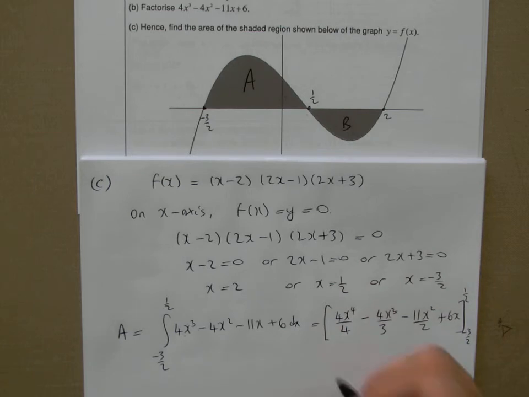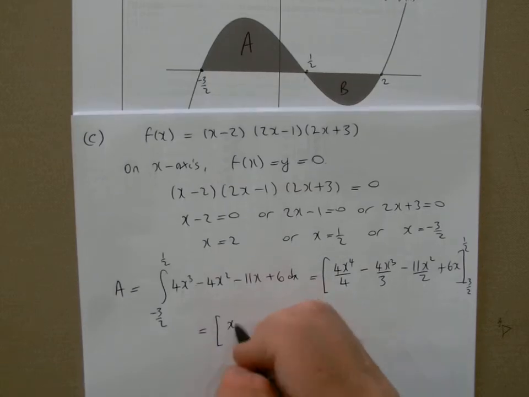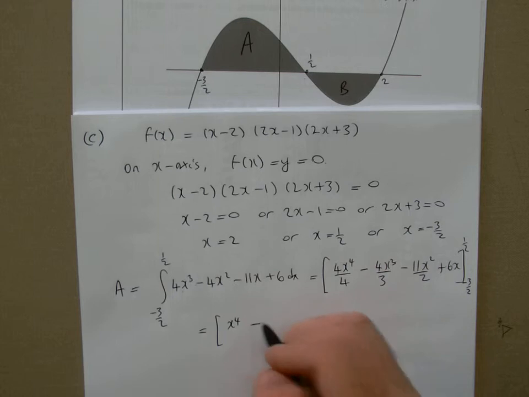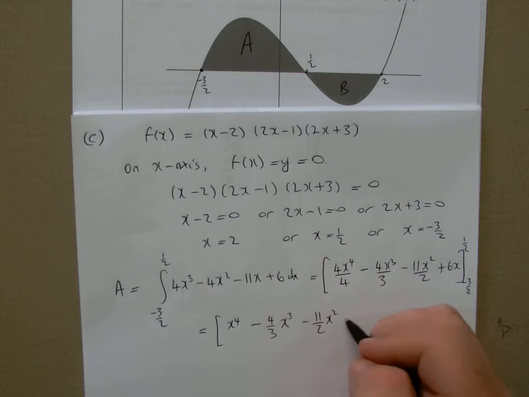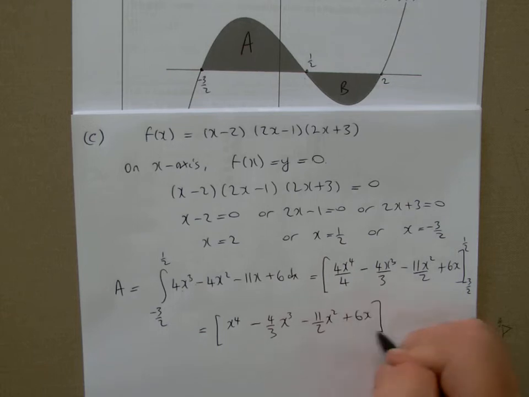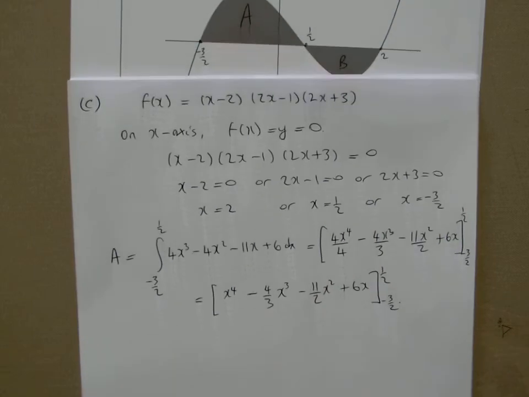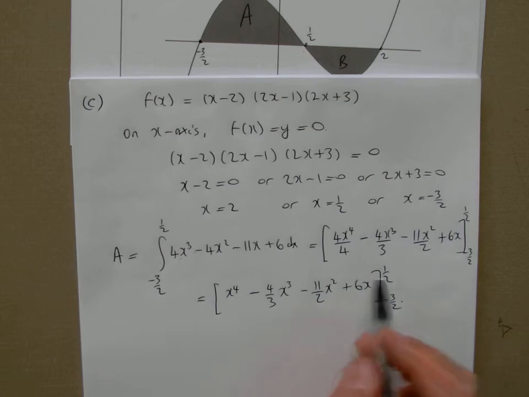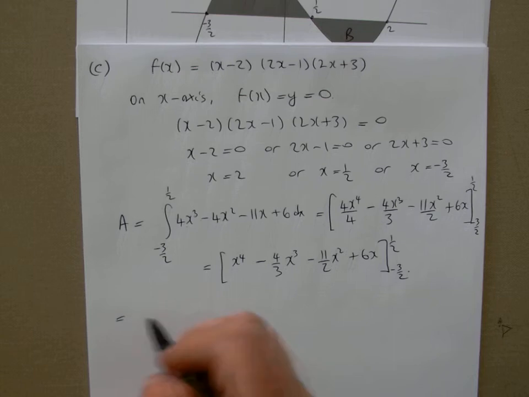Okay, so let's just simplify that. Let's write it over here so we've got a bit more room. So we've got x to the power 4, because the 4s will cancel, minus 4/3 x cubed minus 11 halves x squared plus 6x between 1/2 and minus 3 over 2. Okay, so the values aren't particularly nice, but now we've just got to sub them in and then we'll work them out using our calculator. So we put 1/2 as the upper limit in here.